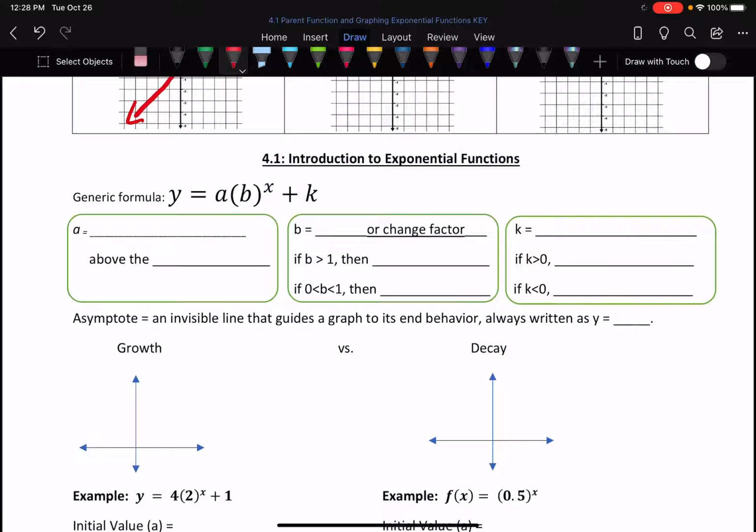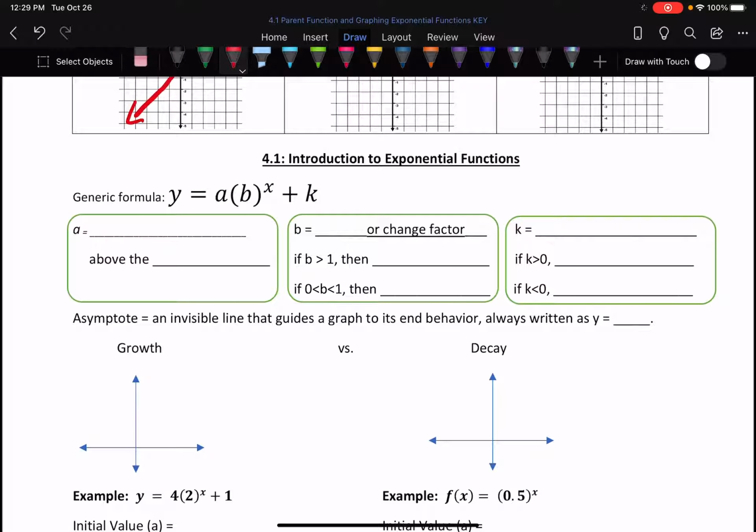All right, guys, so let's get started with lesson 4.1. So 4.1 is going to be our introduction to exponential functions. So here we've given you the general formula for an exponential function. We have y equals a times b to the x power plus k. All right, so Miss Adams, what do all these letters mean?